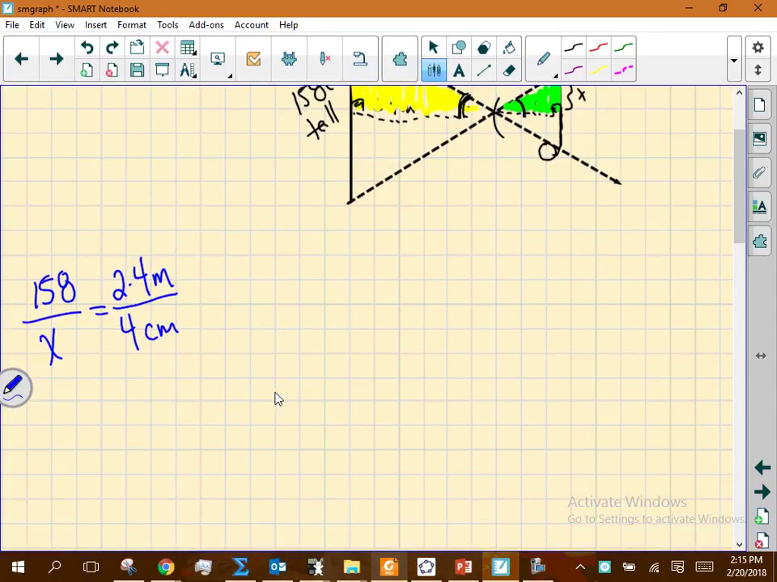We can cross multiply now, but if I cross multiply now, I would get something that is completely wrong. Why would I get something that's completely wrong here if I cross multiplied right now?